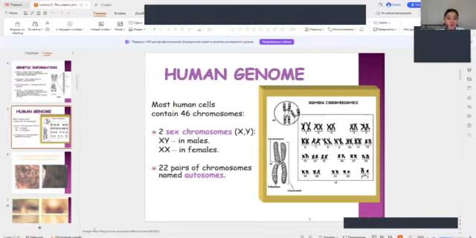So, the human genome includes 46 chromosomes, or we call this 23 pairs. The last two chromosomes are the sex chromosomes. In males it is XY, and in females it is XX. And the previous 22 pairs of chromosomes we call autosomes.